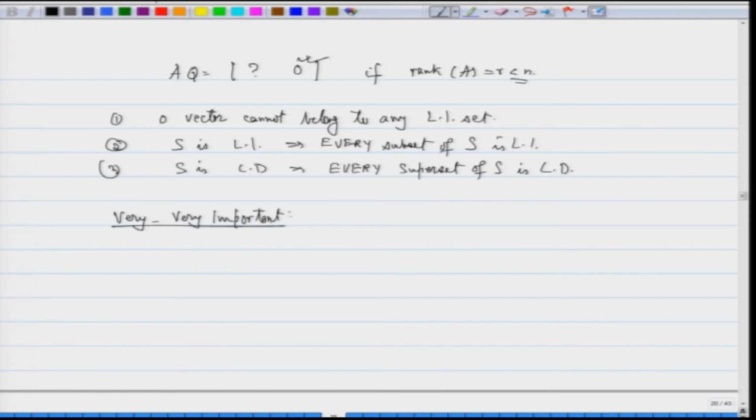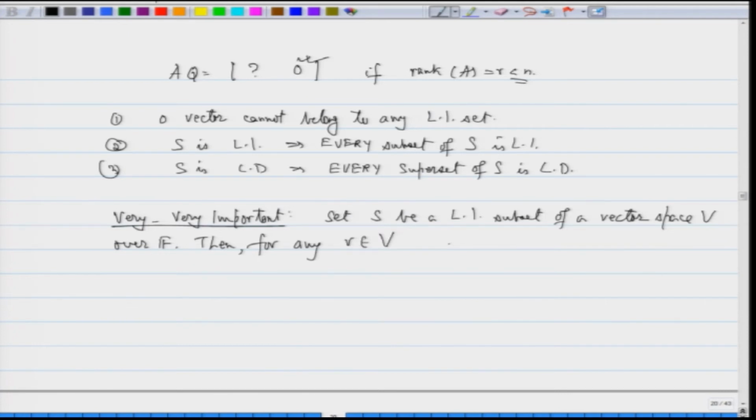Let me write it. Let S be a linearly independent subset of a vector space V over F. Then for any v belonging to V, I already have S as linearly independent, I want to look at S union v. Is that okay? This v could be in the linear span of S, it could be outside, it could be an element of S itself, it could be anything.